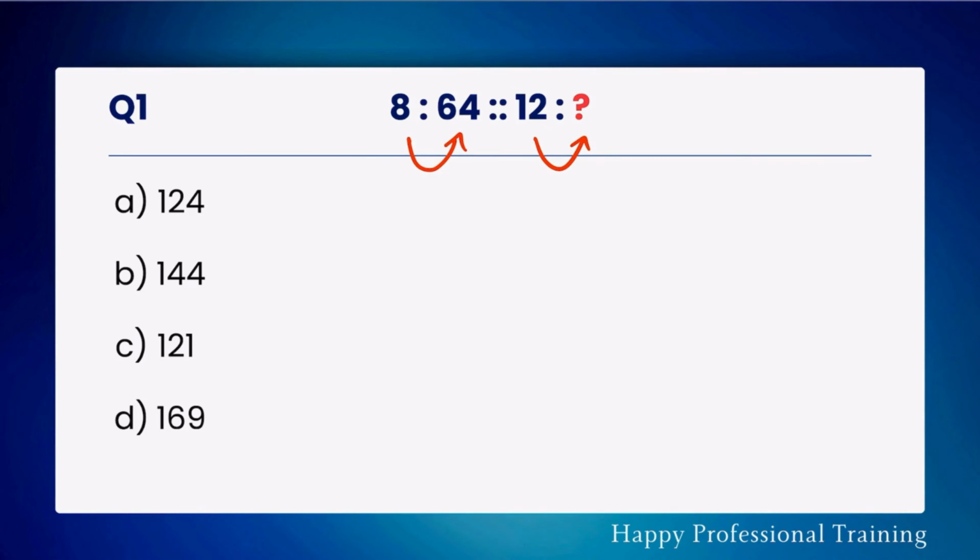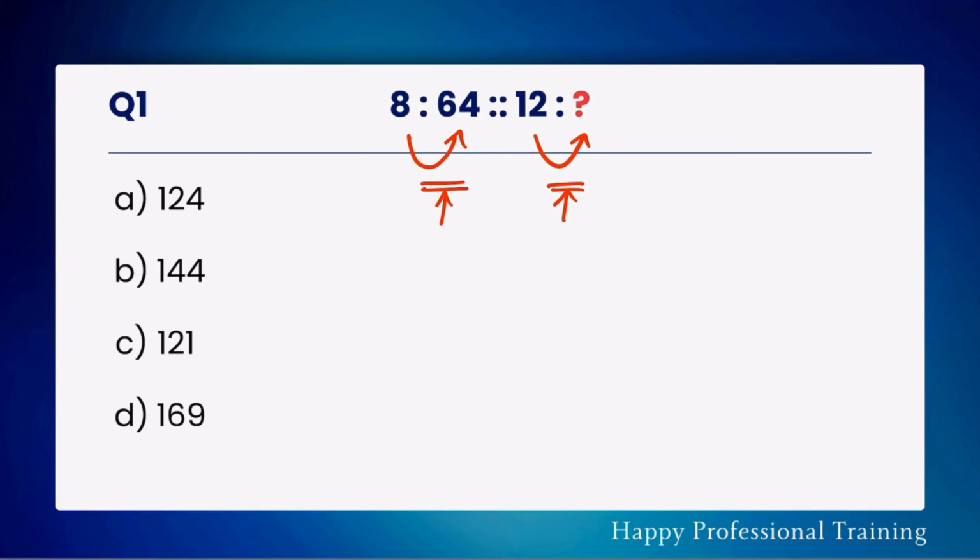Now, if you're new to analogies, here's how you solve them. First, look at the first pair, 8 and 64. We have to find the relationship between them, and whatever rule connects 8 and 64, we will apply the same rule to 12 in order to get our answer. So what do we have to do now? We have to look at the first pair, 8 and 64. Now ask a very simple question. What can I do to 8 so I get the answer 64?